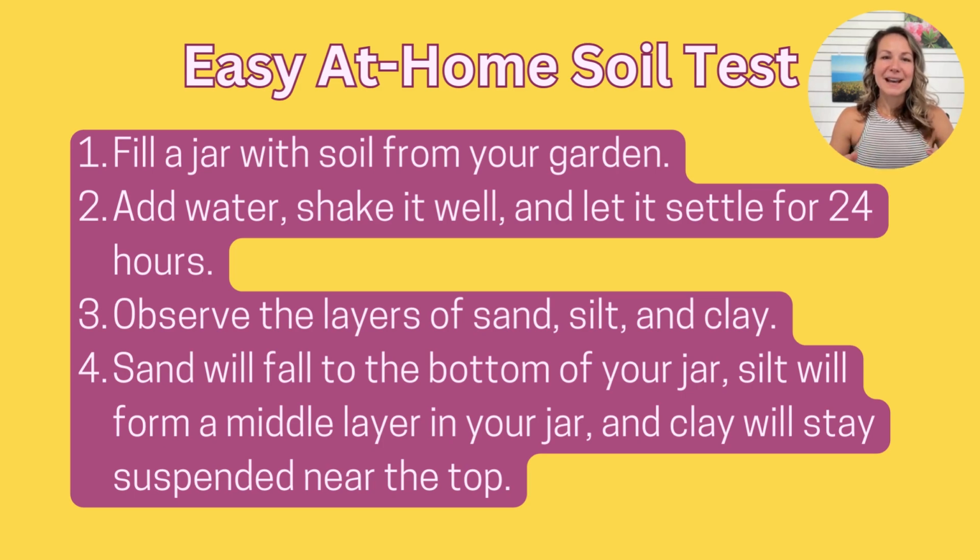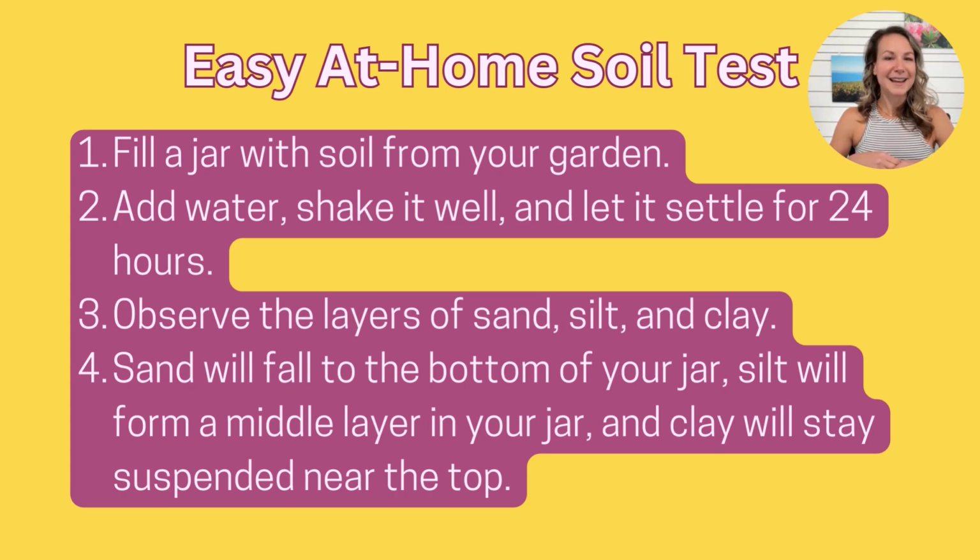First step, gather your soil sample. Start by collecting a soil sample from your garden. Dig down about 6 inches to get a representative sample of the soil. Remove any large debris like roots, rocks, or mulch, then fill a clear jar about halfway with soil.